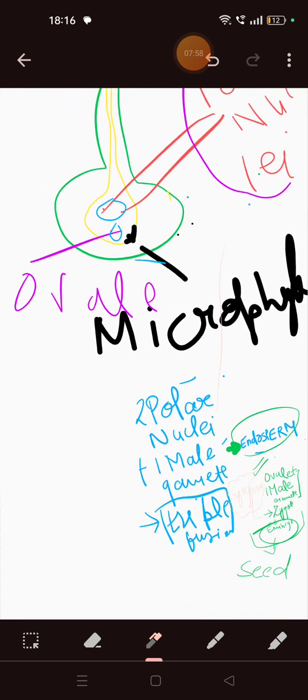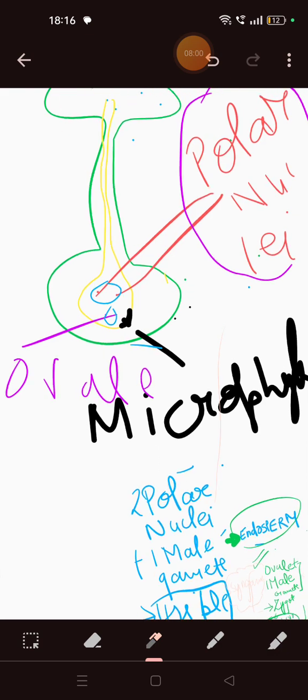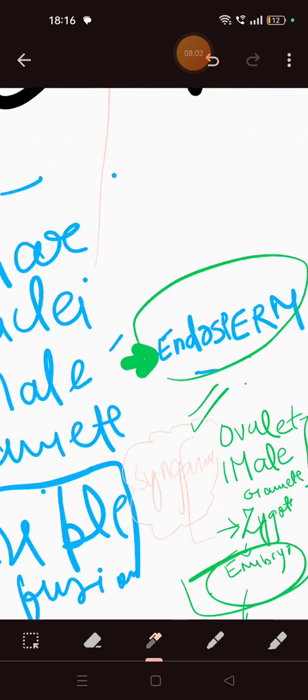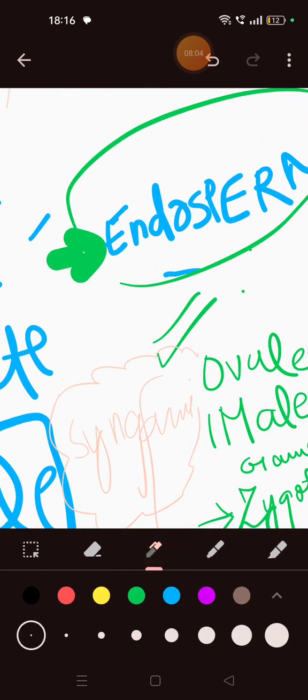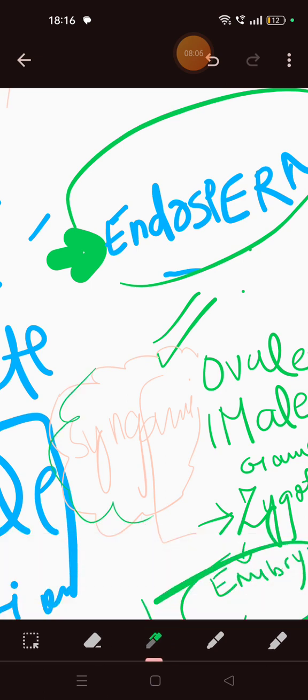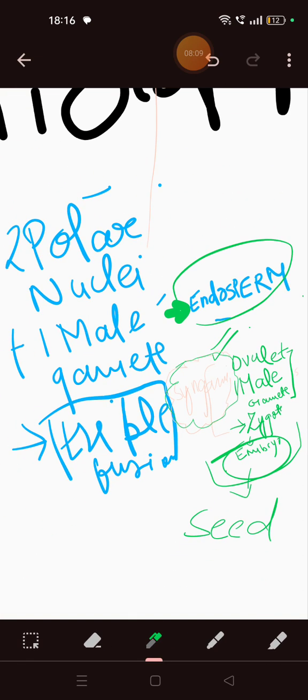So now very easy. Now let us summarize all things that we have learned. This is known as syngamy. This is a very light color, so I'm just gonna highlight it with this. So this is known as syngamy. Now we know about triple fusion, about syngamy, about the formation of endosperm, and the products of both these things: syngamy is producing embryo, which later hardens up to seed.